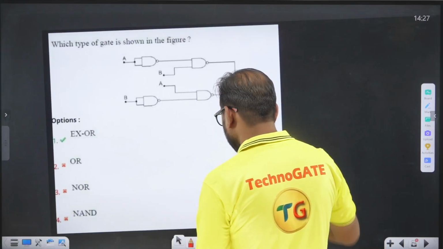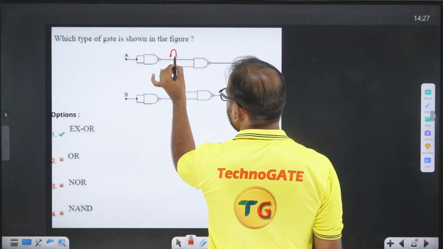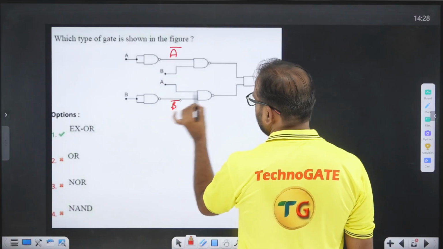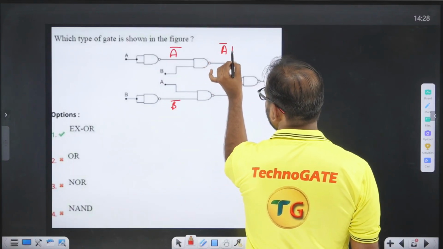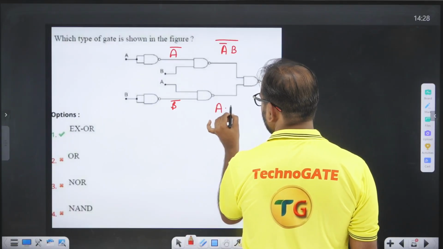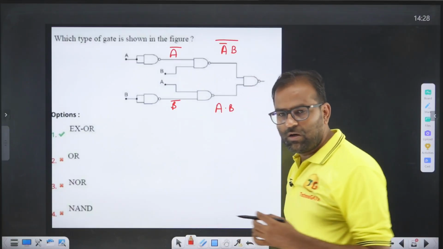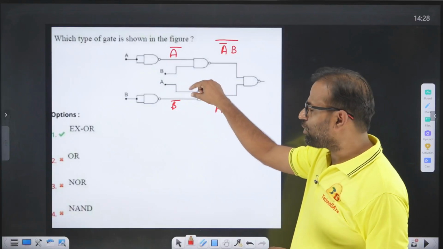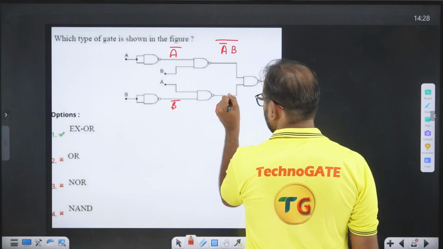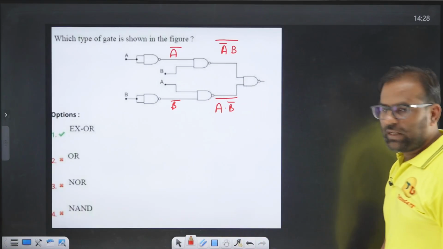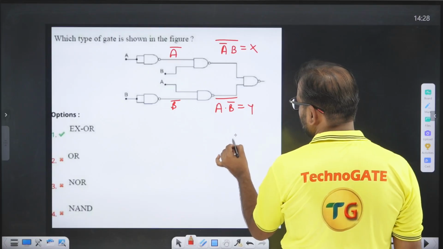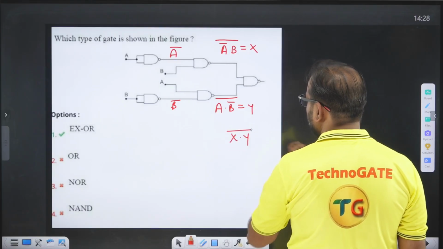gate is shown? Here the value is A complement because it is a NAND gate, here the value is B complement, here the value is (A complement B)' whole complement, and here the value is (A B)'. What is the working of a NAND gate? Whatever is input to the NAND gate, it will multiply them and take the complement. If I call this value X and this value Y, the final answer is (X dot Y) complement.